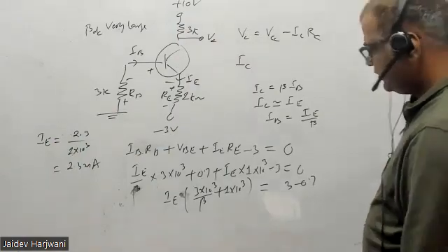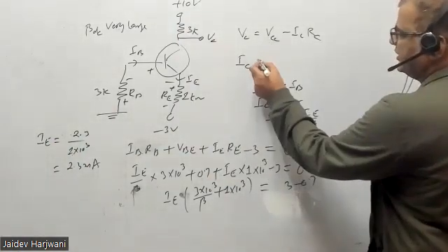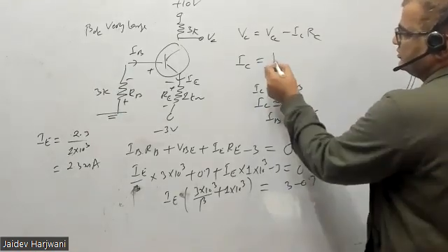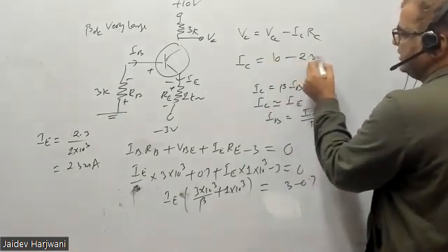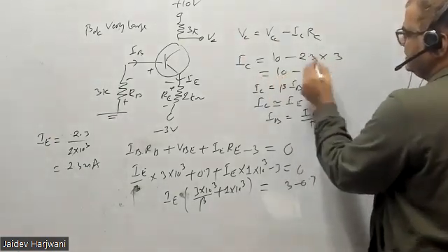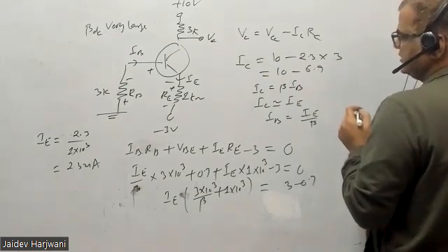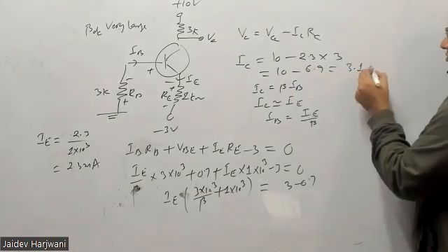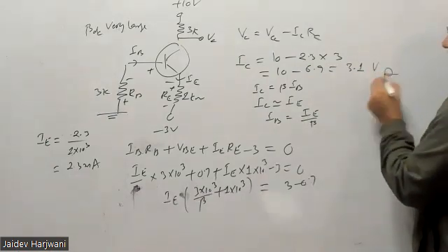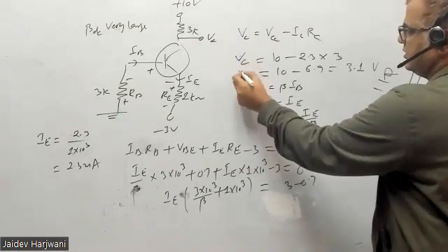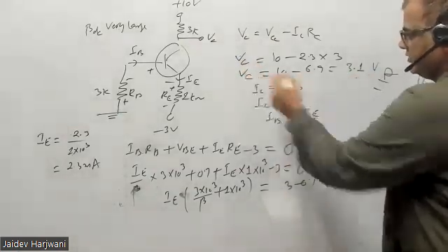Okay, now you know the IE value, so you can calculate here. IE is almost equal to IC, so you can put 2.3 here. So this is 10 minus 2.3 times RC, which is 3. So 10 minus 6.9, which should come around 3.1 volt. Check the answer. VC should come 3.1 volt.